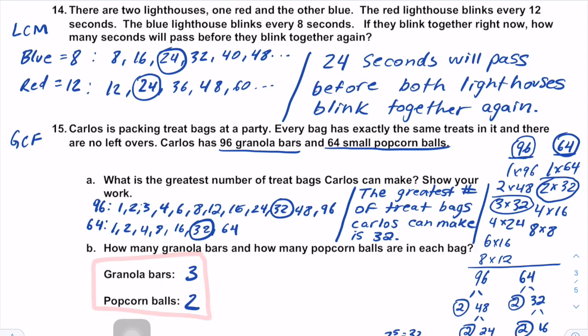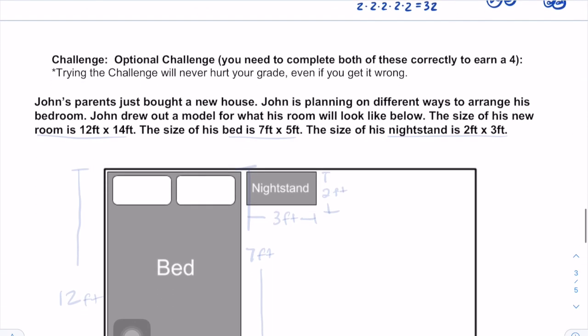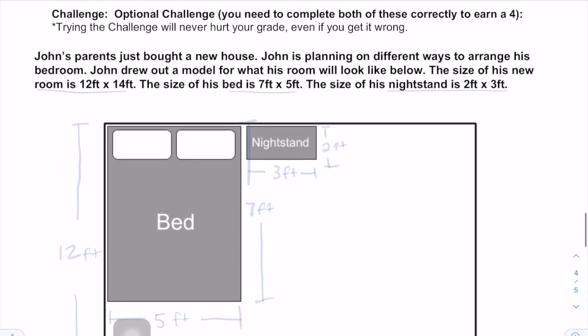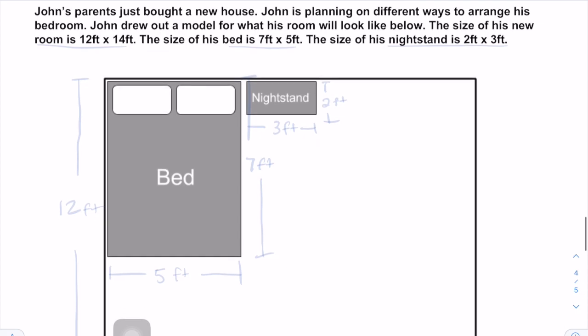The challenge for the second part here says that John's parents just bought a new house. John is planning on different ways to arrange his bedroom. He drew out a model for what his room will look like below. The size of his new room is 12 by 14. The size of his bed is 7 times 5 feet. And the size of his nightstand is 2 by 3 feet.